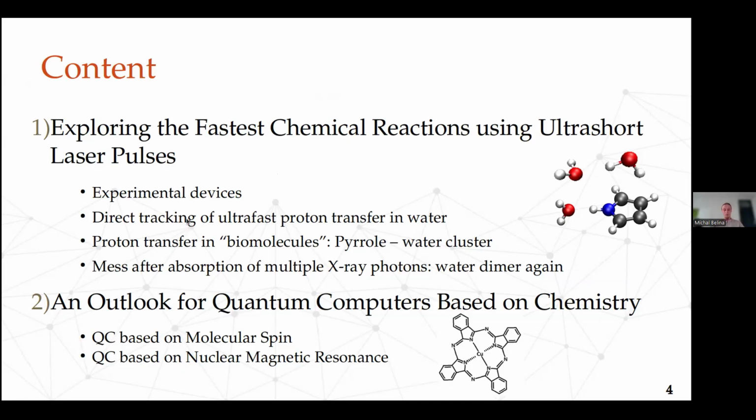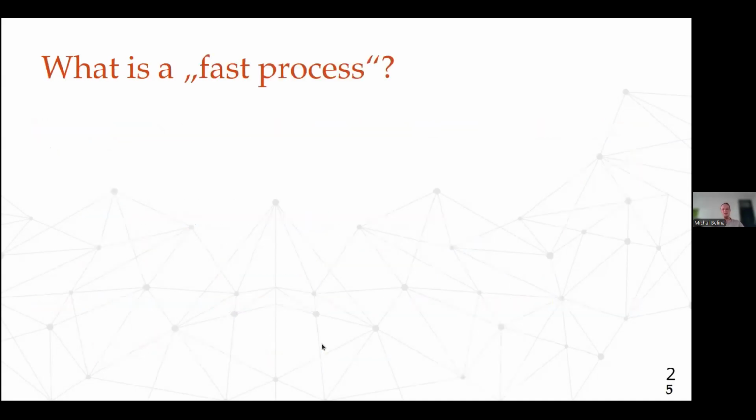I will show three case studies, or three different things. Then in the second part, I will briefly speak about quantum computer architectures based on molecular spin, basically single-ion magnets, and a second quantum computer based on nuclear magnetic resonance. So to start with, I would like to ask a really basic question.